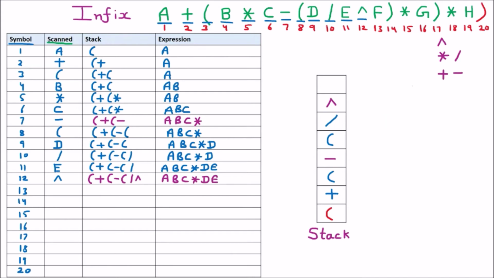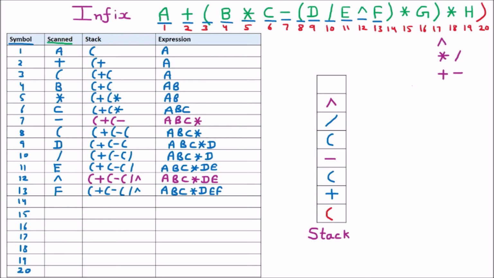Now we are scanning the next symbol, the 13th symbol, which is F. F is an operand. So whenever an operand is encountered, it goes to the end of the expression. So A, B, C star D, E, F. F will come here and the stack entry will remain the same, bracket plus bracket minus bracket divide and power.